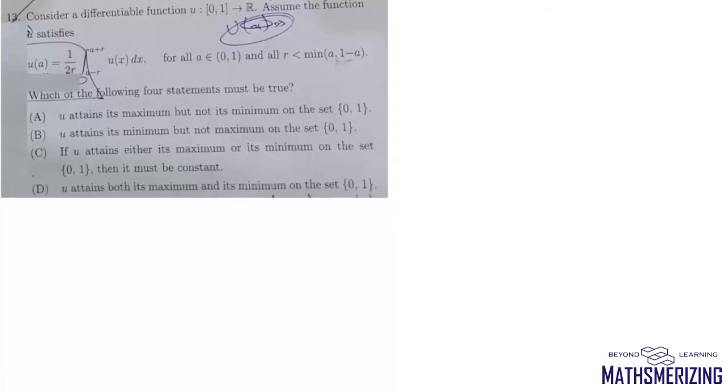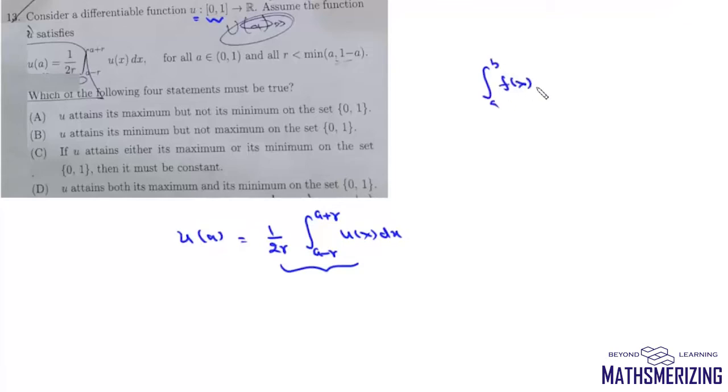Now in question number 13, we are given this differentiable function u, which is defined in the interval 0 to 1, and which satisfies this condition that for any point a, u(a) is defined as 1 upon 2r times this integral from a minus r to a plus r of u(x) dx. Now if we look at this integral on the right hand side, it is of the form integral from a to b of f(x) dx upon b minus a, which is the average value of this function in the interval a to b.